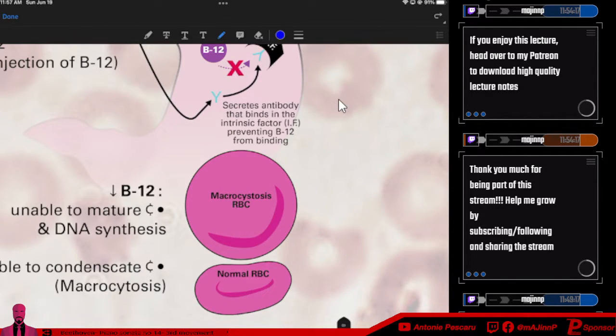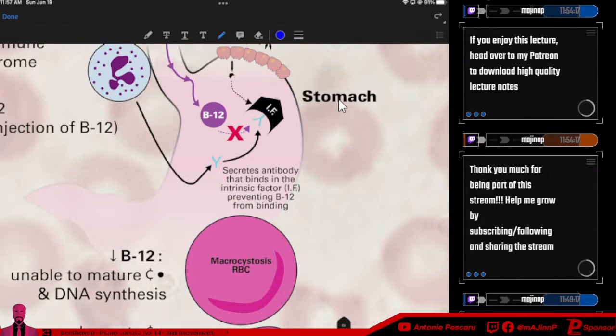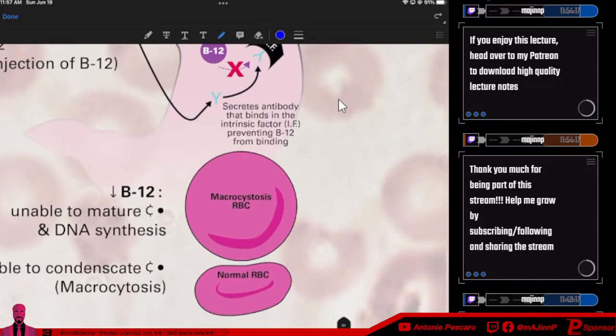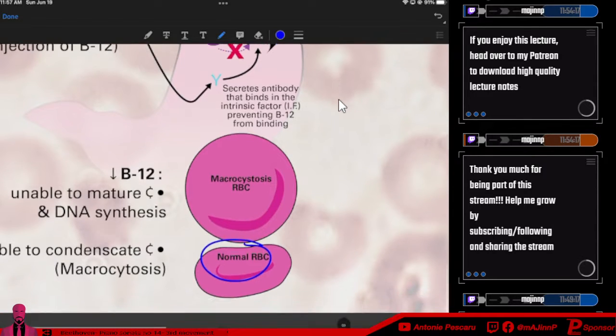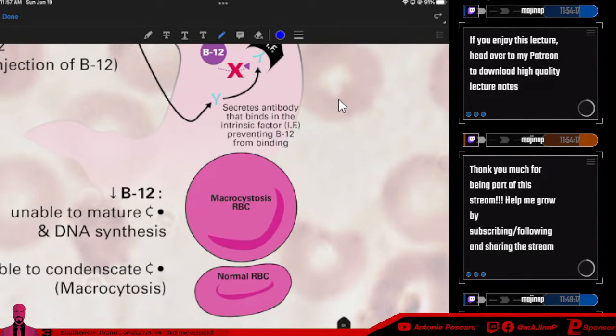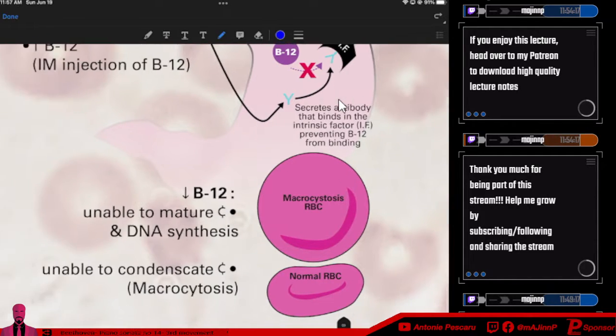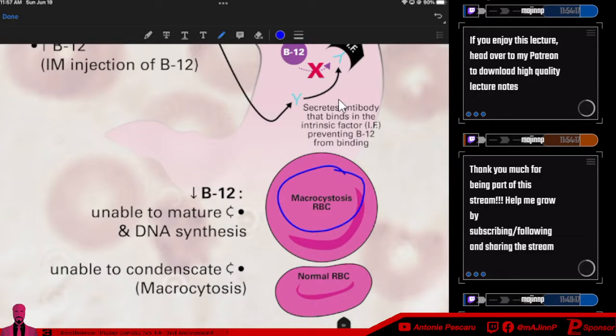And what happens is that without B12, you're going to have yourself a really, really large red blood cell like this, and it's called macrocytosis. It's a macrocytic red blood cell, which is unable to mature and produce DNA synthesis for the red blood cell.